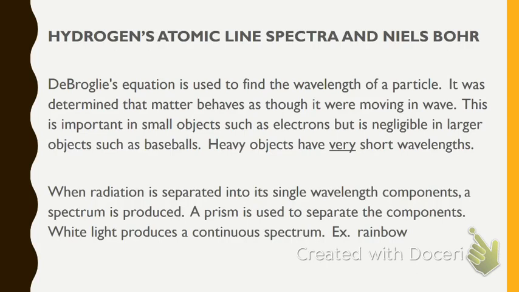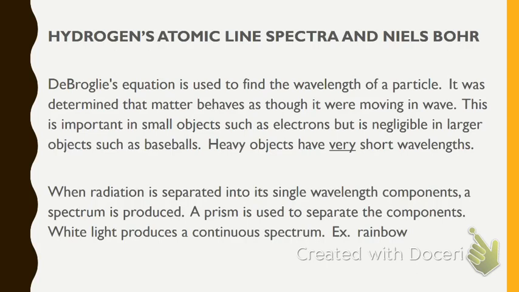So de Broglie's equation is used to find the wavelength of a particle. It's determined that matter behaves as though it was moving in a wave. This is important in really small objects, such as electrons, but is negligible, like we just saw, in baseballs. Heavy objects have very short wavelengths.